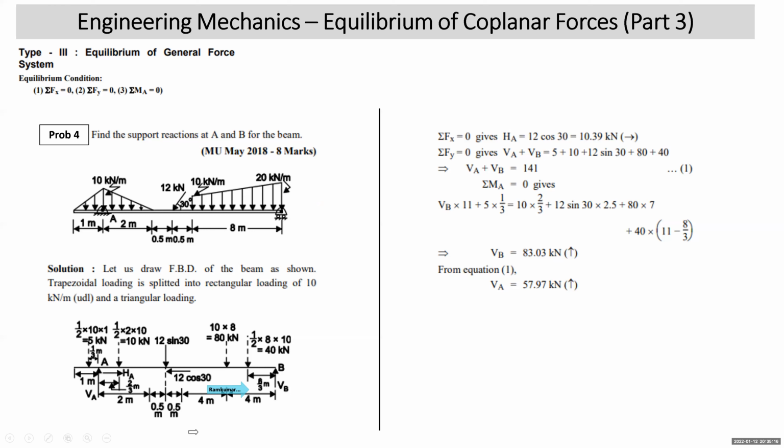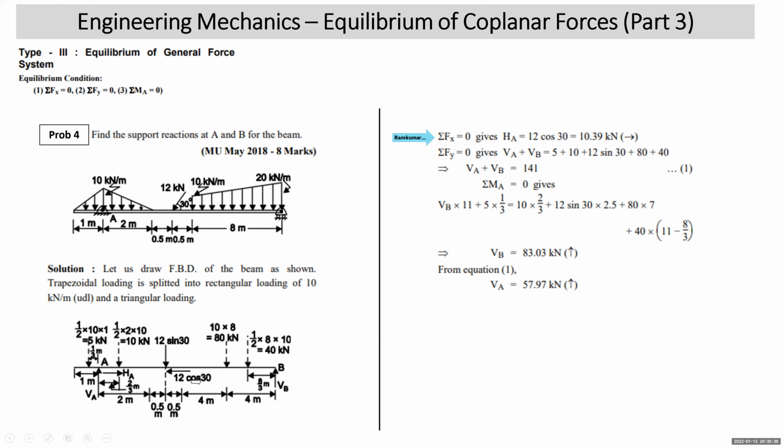All right. Now it is a general force system, right? You have to apply 3 equilibrium conditions. Start with sigma Fx is equal to 0. HA is to the right, 12 cos 30 is to the left. HA is equal to 12 cos 30, 10.39. HA is positive, that means the assumed direction towards the right is correct.